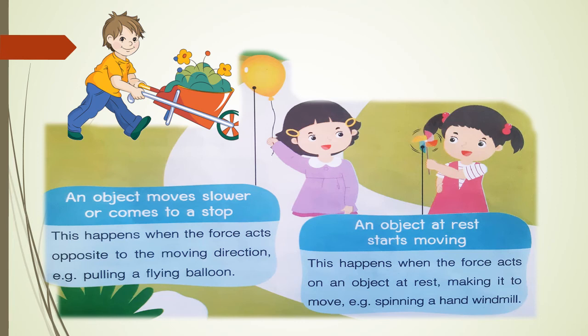And another one is when an object at rest starts moving. This happens when the force acts on an object at rest, making it move. An example is spinning a hand windmill. When we blow on the fan of the hand windmill, it starts to move.